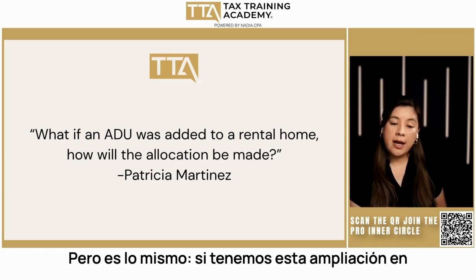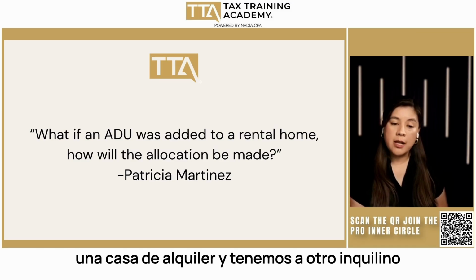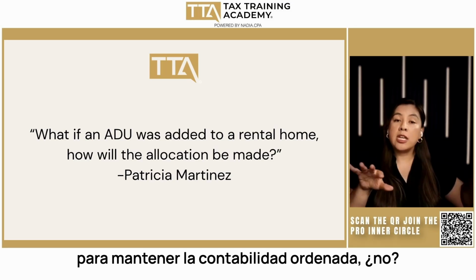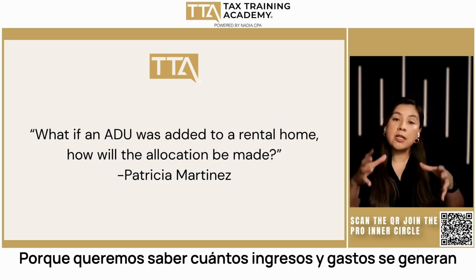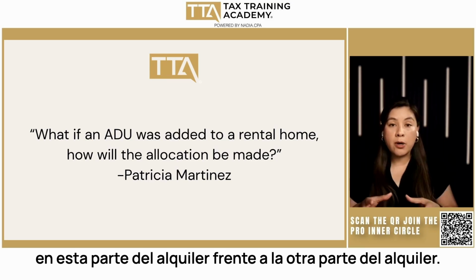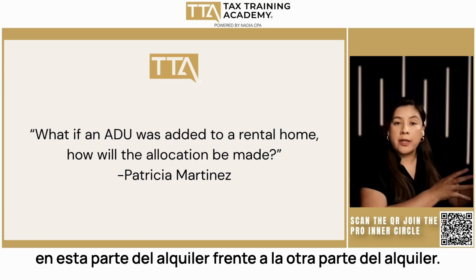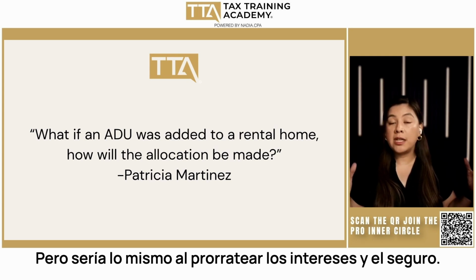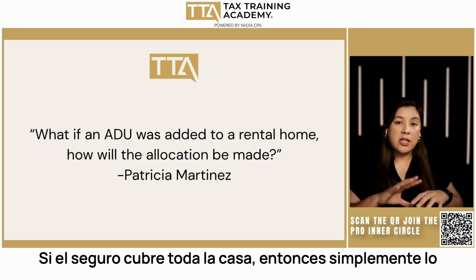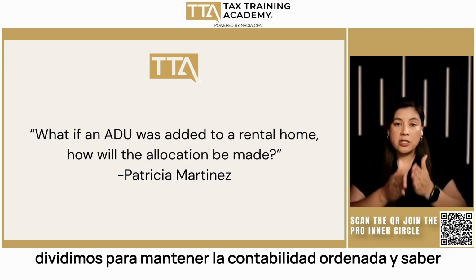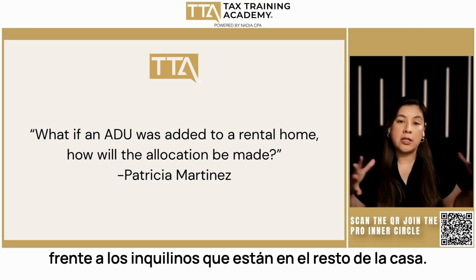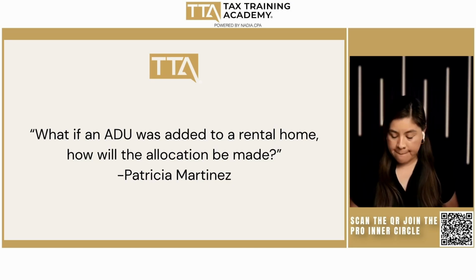But the same thing, if we have this addition to a rental home and we have another tenant in that addition, it would just be the separation to keep the books clean, right? Because we want to know how much income and expenses are generated for this part of the rental versus that part of the rental. But it would be the same thing allocating with the interest and the insurance. If the insurance covers the entire home, then let's just divide it to keep our books clean and know exactly what our rental profit is on the addition versus the tenants that are in the rest of the home.